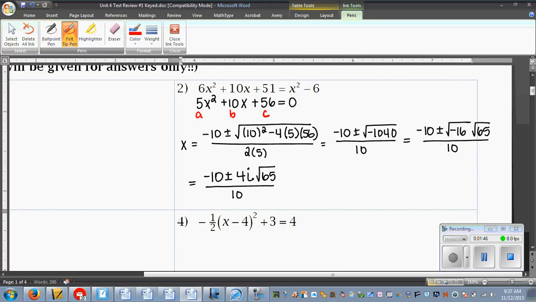And I can simplify this because I can divide negative 10 by 10 and get negative 1. And I can also reduce 4/10 to 2/5. The square root of 65 goes on top of the fraction, and the i goes at the very end so that my answer is in a plus bi form. Since this is a solution, I put brackets around it and I'm done.